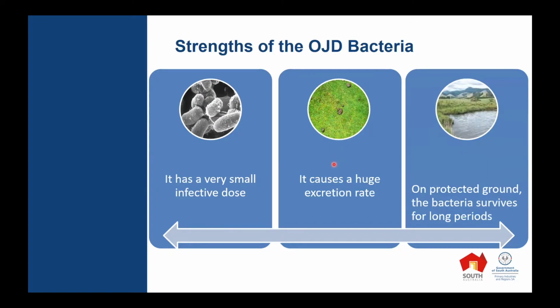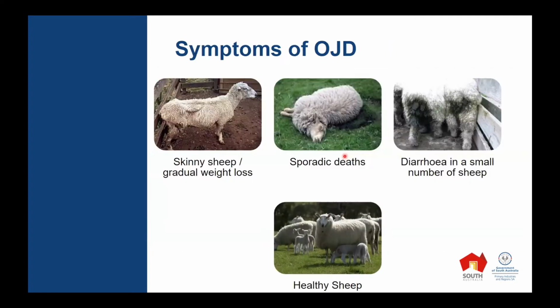Whilst Johne's disease in animals tends to take a long time to develop into clinical disease and takes a while to kill them, it also takes a very long time to die in the environment. So unlike other things like Footrot that we'll talk about later, it survives for very long periods in the right conditions. And the conditions that most bacteria like are moist conditions, so it favours wetter areas.